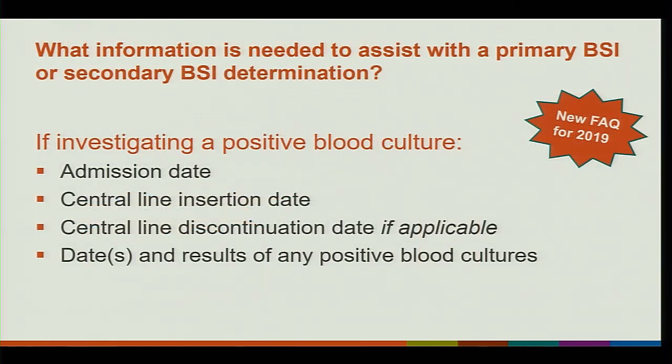So we have performed knowledge checks over the LCBI and MBI LCBI criteria. Now let's look at the information needed when you send in a BSI email for review. If investigating a positive blood culture, the BSI team would like for you to send all organisms identified in the blood cultures, signs and symptoms, and associated dates if evaluating for an LCBI 2 or 3, date of the first access in an inpatient location, if the patient was admitted with the central line in place, and your MBI LCBI risk factors if evaluating MBI LCBI criteria. This is a new FAQ for 2019.